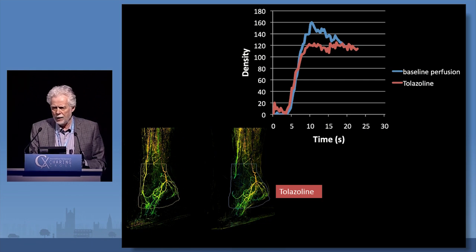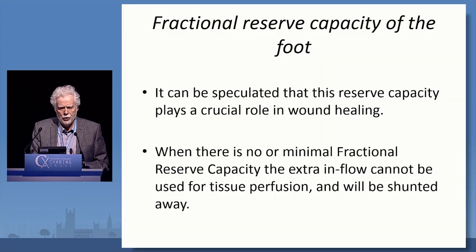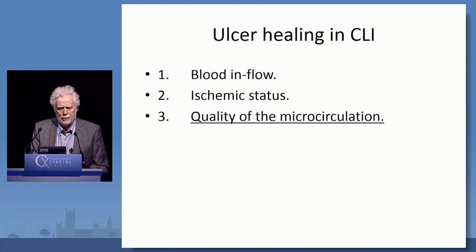So again, we can already measure beforehand what our intervention will do. We call this the fractional reserve capacity of the foot, and it can be speculated, we have to do more research and more trials, that it could be a very crucial parameter for outcome. And when there is no or minimal fractional reserve, probably the outcome, whatever we're going to do, bypass or endovascular, is going to be bad. We have to, of course, do this in a prospective trial. We're looking into this now, but it's a very new way of thinking about CLI.